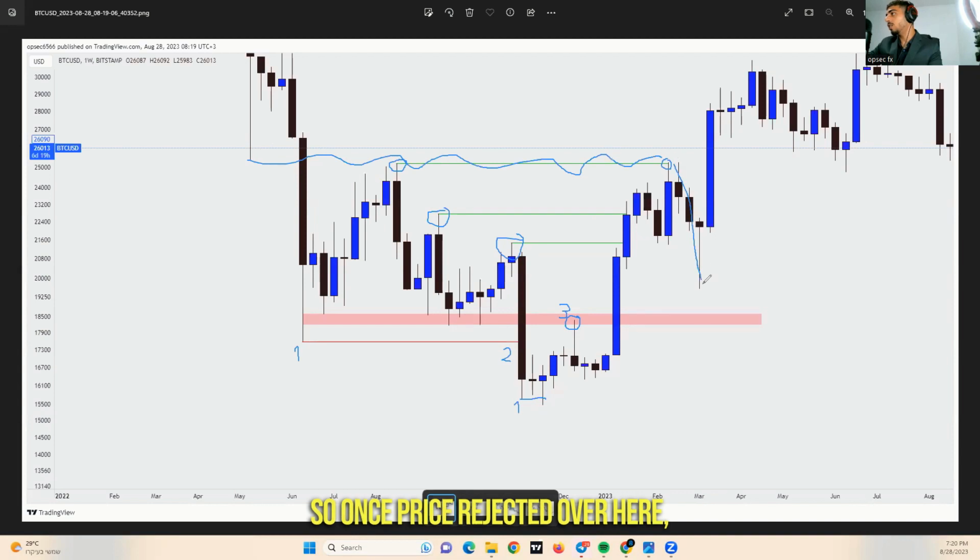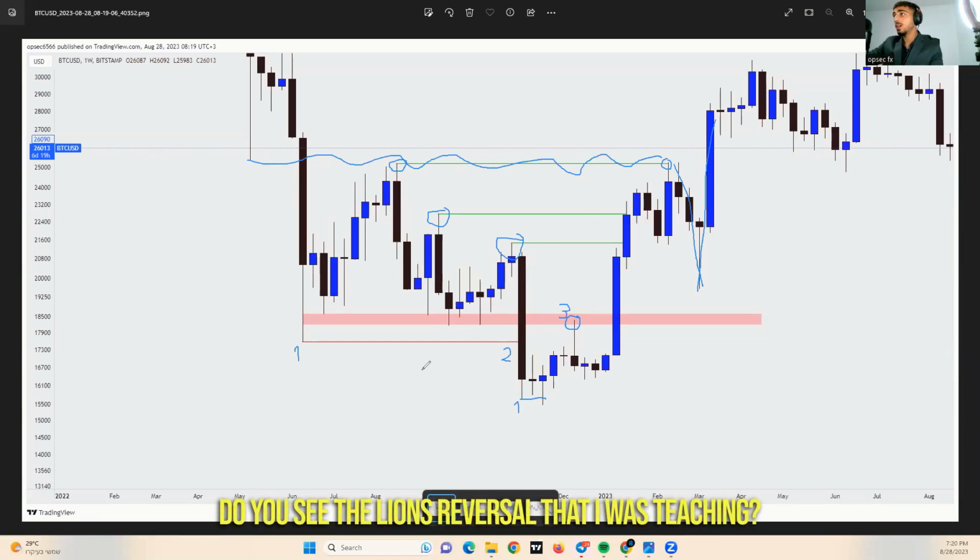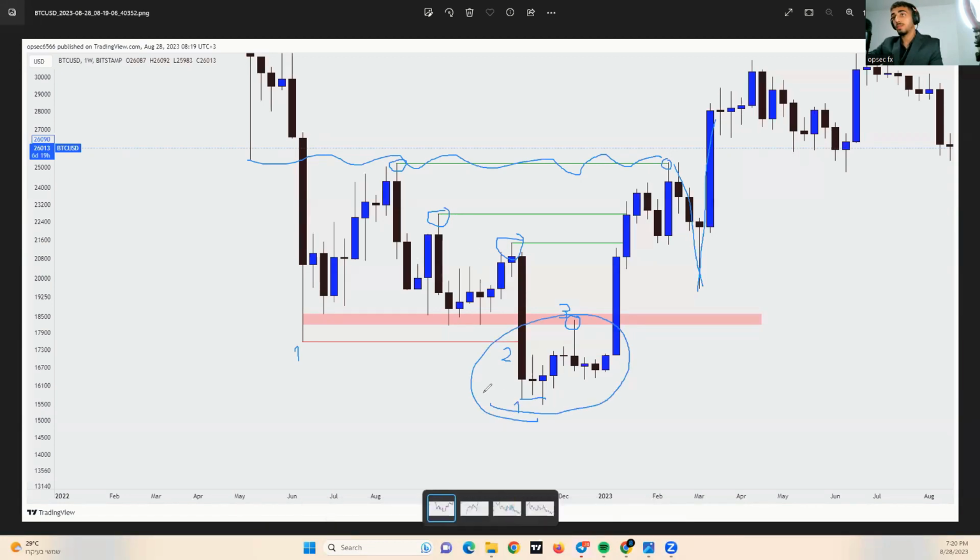So once price rejected over here, I also called another move up. Let's go. So first, was everything clear here? Do you see the lines reversal that I was teaching? I'm also going to show you at the end of this, for those who stick to the absolute end, exactly how you can trade it. Okay, so here, this was a lines reversal.